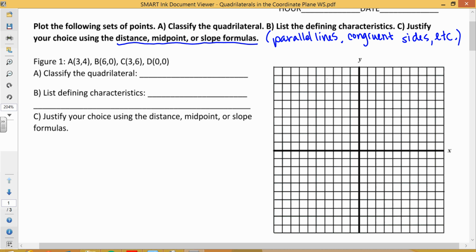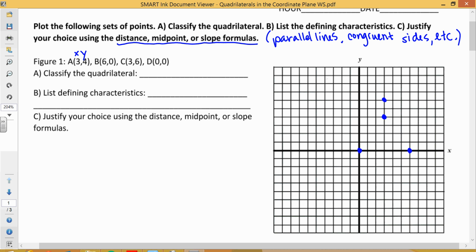Okay, so figure 1 is point A, 3, 4. So remember, when you're graphing points, you have your x coordinate and your y coordinate. So x is along this axis and y is along this axis. So we go over 3 to the right and up 4, and then we plot our point. Okay, then we have B at 6, 0: 1, 2, 3, 4, 5, 6, and none going up. And then C is 3, 6: 1, 2, 3, and 1, 2, 3, 4, 5, 6. And D is 0, 0.